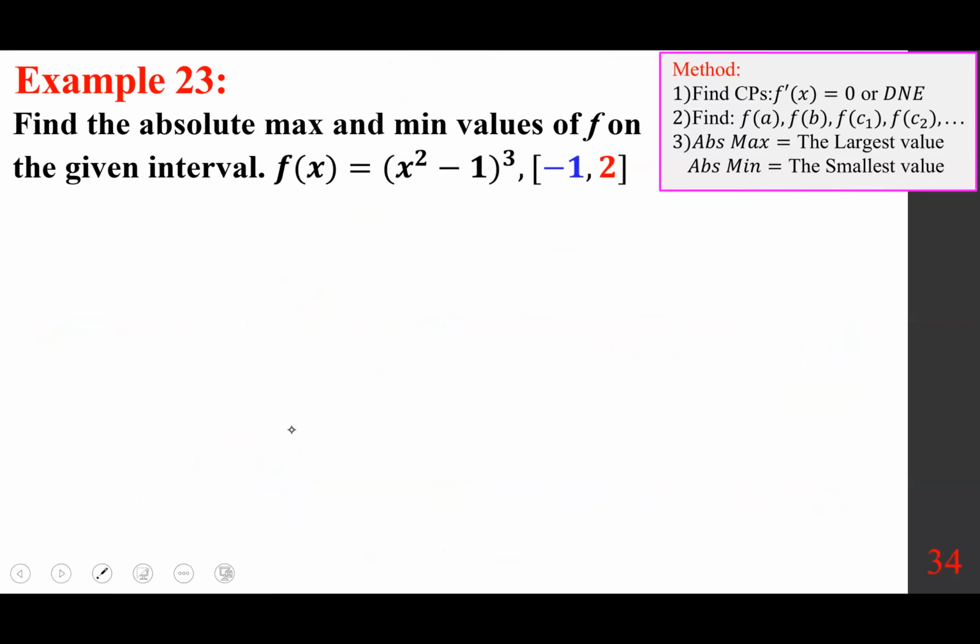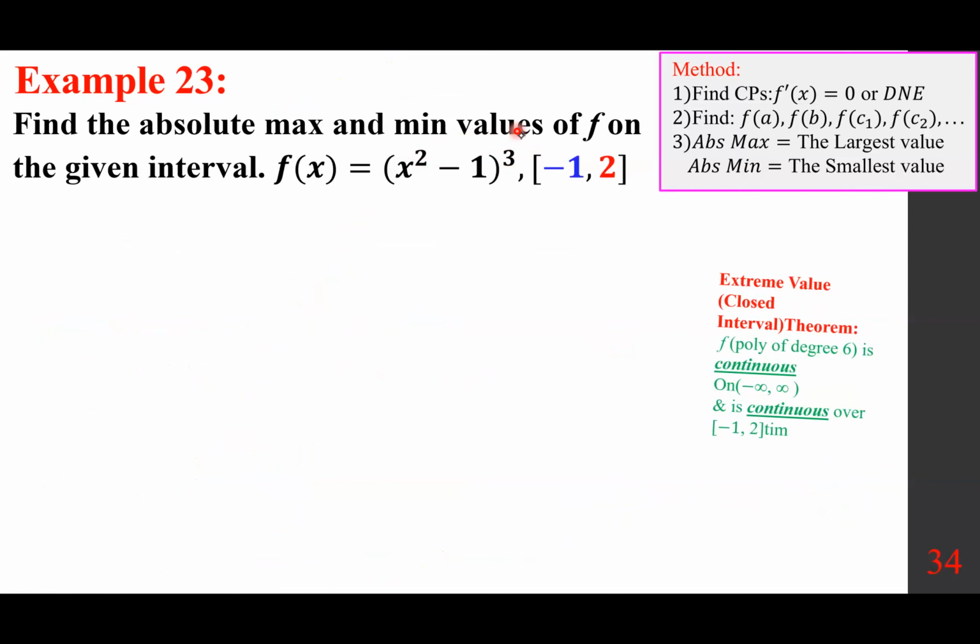Find the absolute max and mean for this function in the given interval. First and foremost, this is a polynomial of degree 2 times 3, or 6, which makes it continuous from negative to positive infinity, and therefore it's continuous in the given interval of -1 to 2.